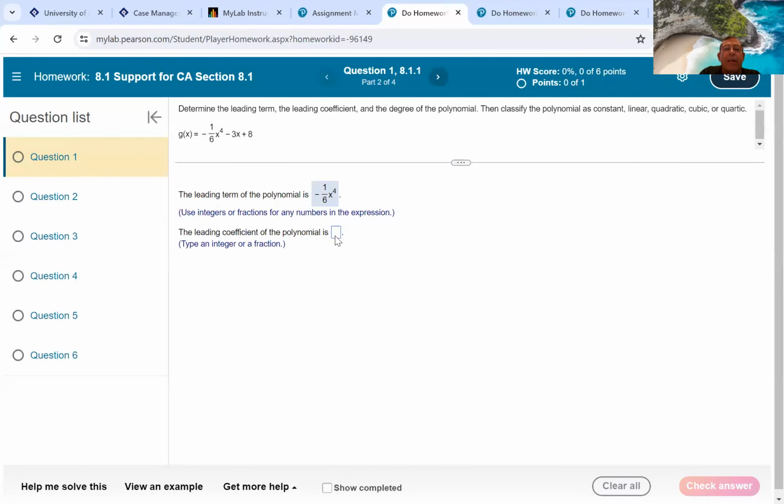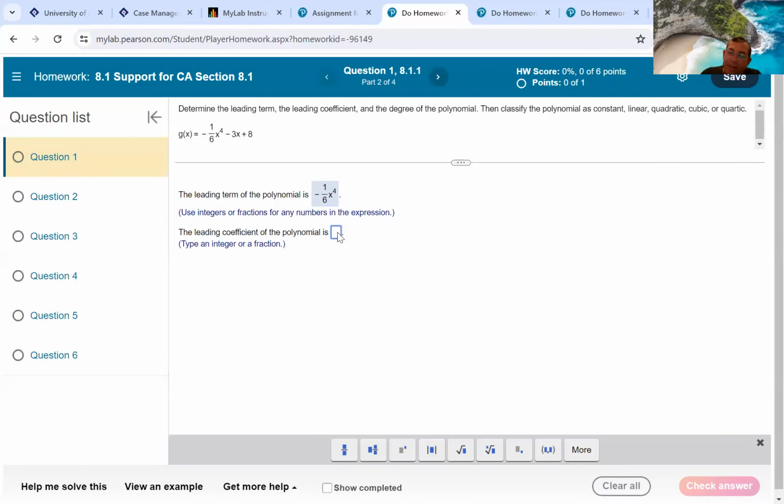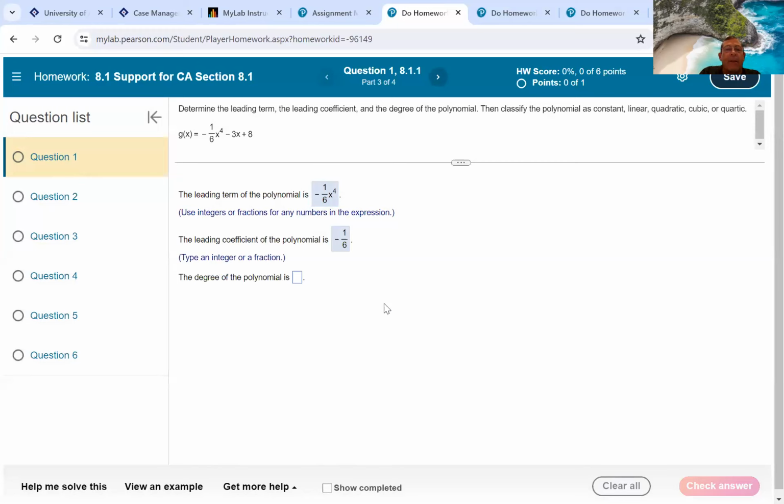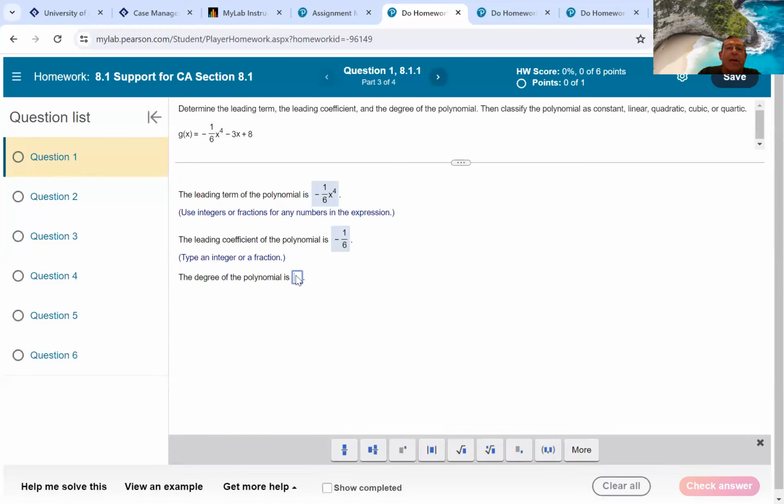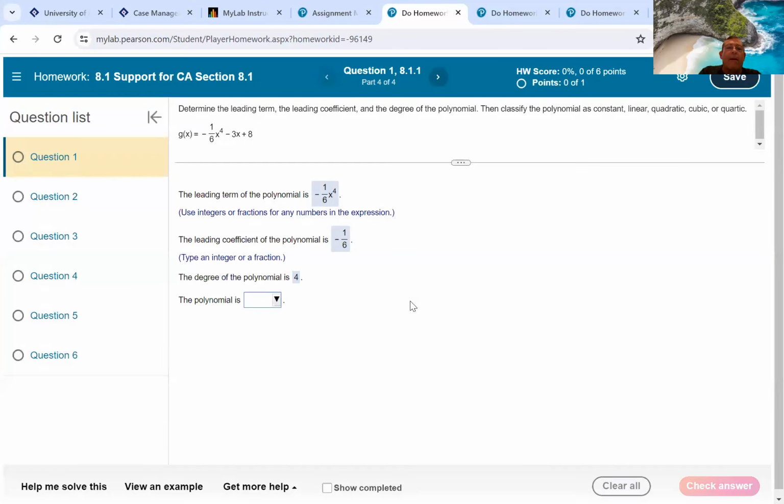Then it wants to know what's the leading coefficient. Well, remember, the leading coefficient is the number in front. So that'll be the negative 1/6. So we'll punch in the negative 1/6. Check that answer. The degree of my polynomial is equal to the highest exponent, which is in the leading term. So mine is a degree 4. And then the type of polynomial, well, remember, we said if it was the degree 4, it was quartic. And we would check that answer.